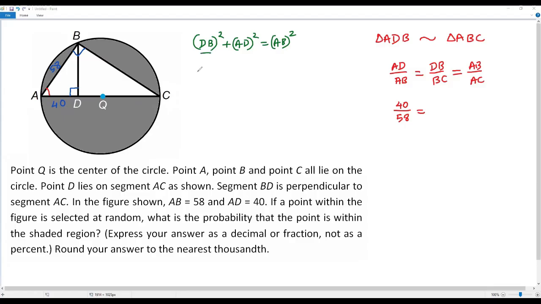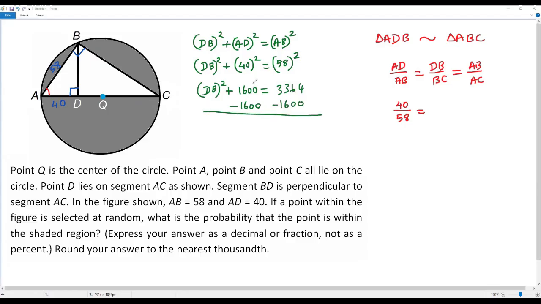Okay, I do not know the length of DB. Let me keep this DB squared as it is. And for AD, I have the length, that is 40. Let me plug in 40 for AD, that is 40 squared. And for AB, we have 58, that is 58 squared. Then we get DB squared. When I evaluate 40 squared, I am getting 1600. Now let me evaluate 58 squared. It is 3364. Okay, let me subtract 1600 from both sides.